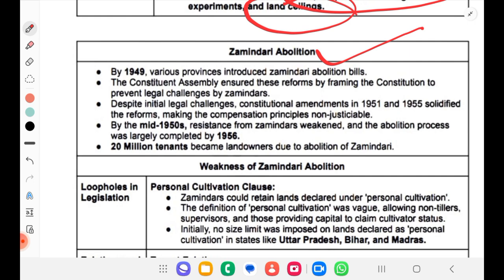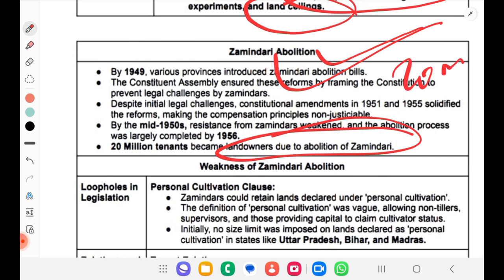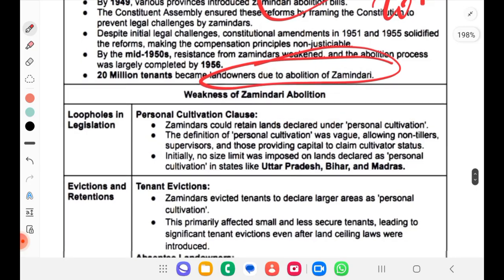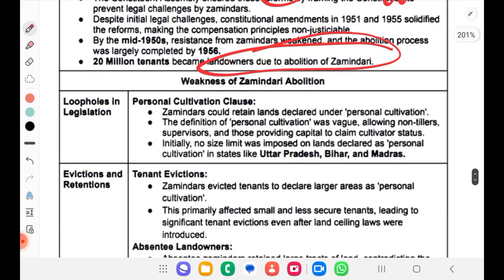20 million tenants became landowners. Such a good move due to the abolition of zamindars. So we abolished zamindars, and around 20 million tenants became landowners, not landlords. Yeah. So, the weakness of zamindari abolition. There were certain loopholes also.